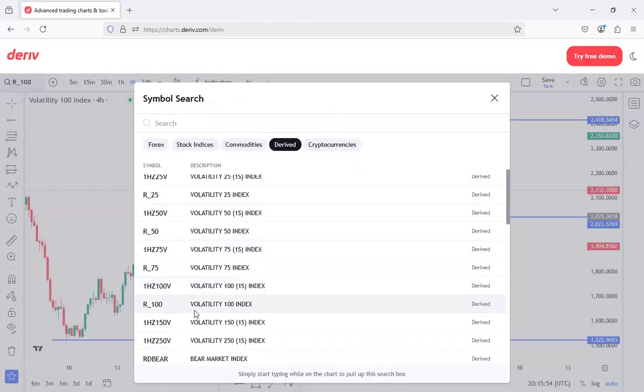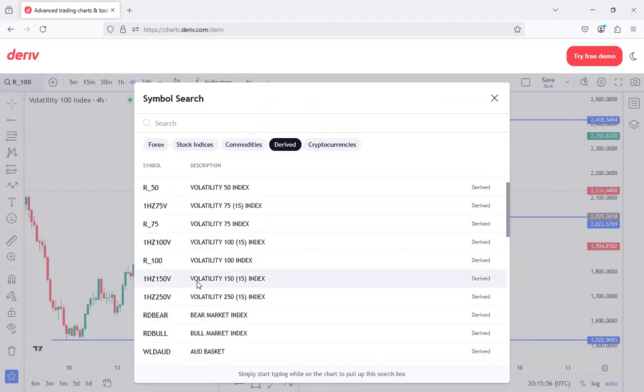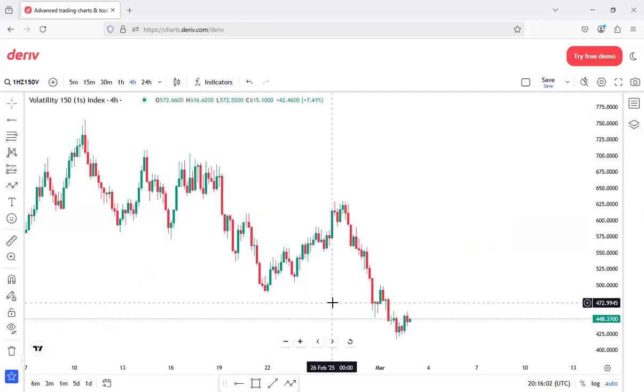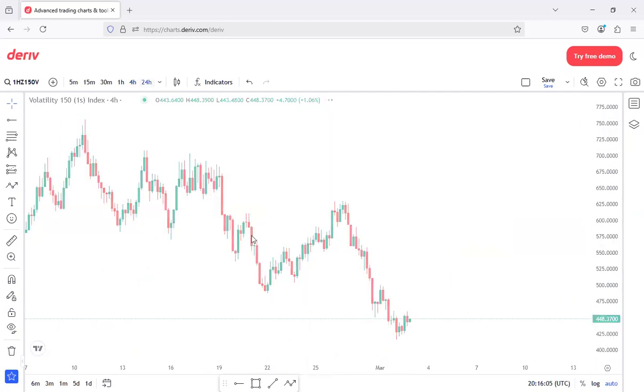So this is it. Let's go down to the 15 1S index. This is the 15 1S index. If you notice, price created this low. Let's go down to the 24 hours time frame to see what the price is doing.